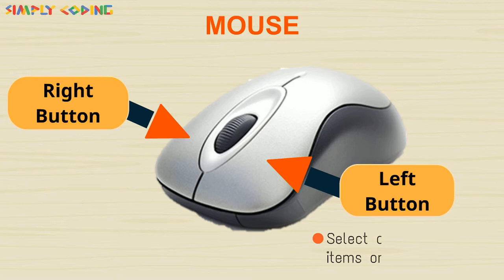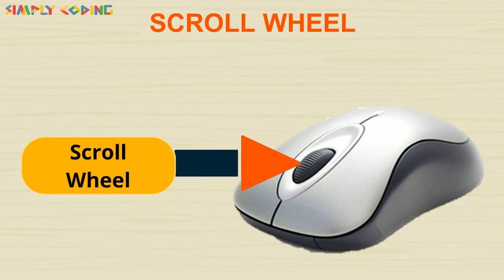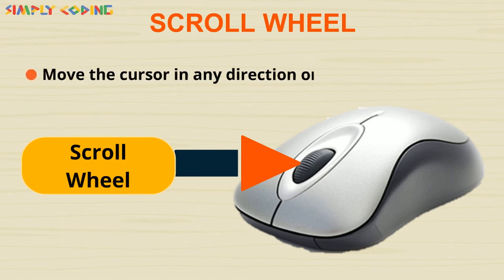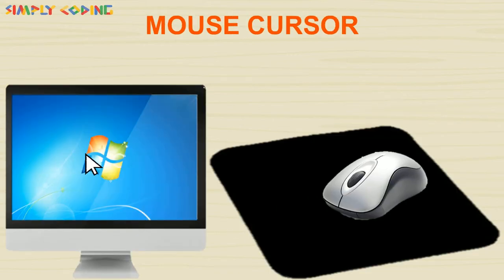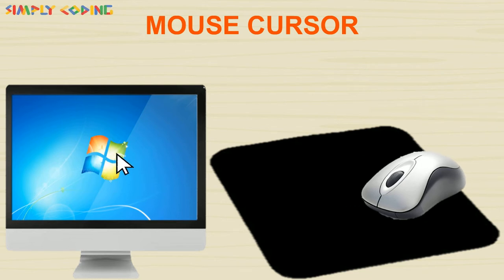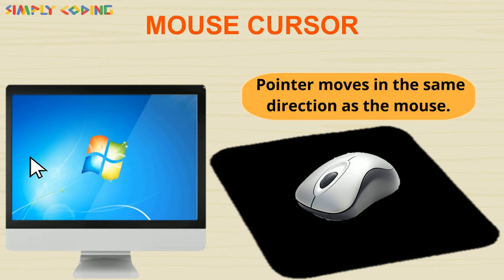Left button is used to select or click the items on the monitor. Right button helps to perform some quick tasks on the monitor. There is a scroll wheel in the center which is used to move the cursor in any direction on the monitor. The mouse itself moves to control the cursor or the mouse pointer on the monitor. The mouse pointer moves in the same direction as the mouse moves.